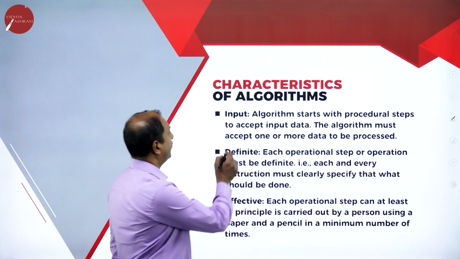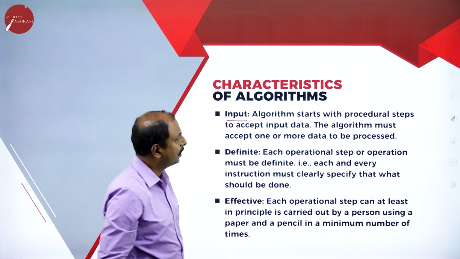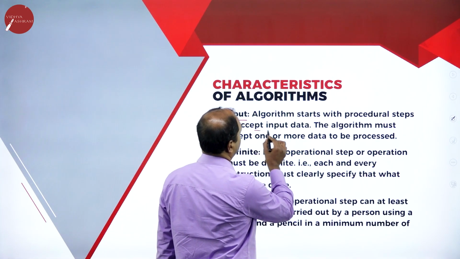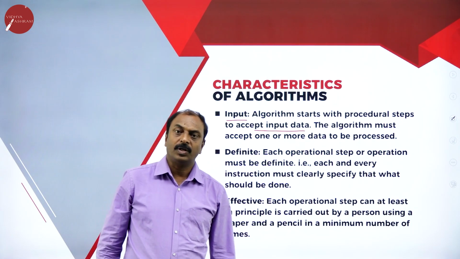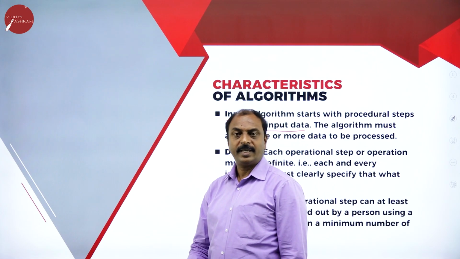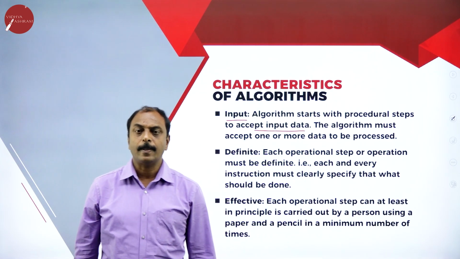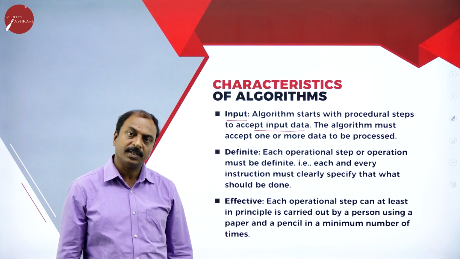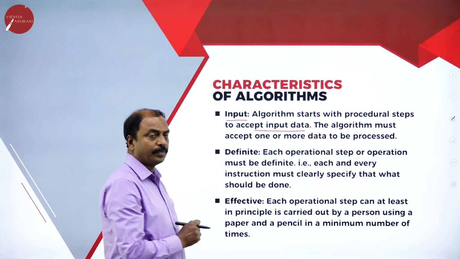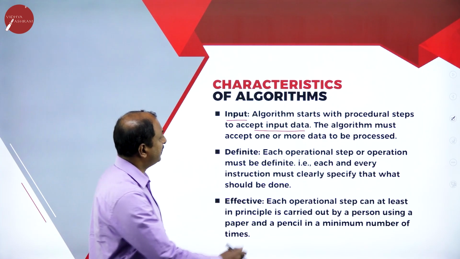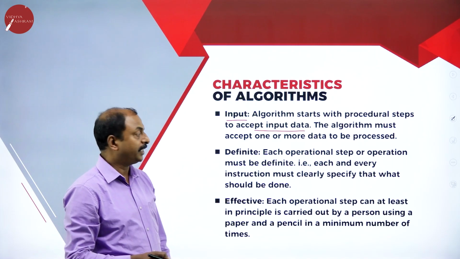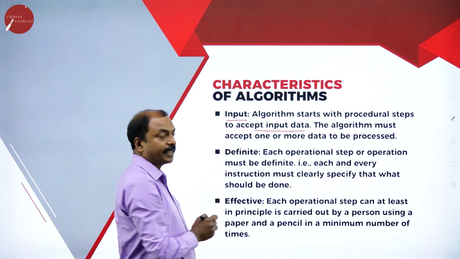The first one is input. An algorithm starts with procedural steps to accept input data. What you have learned in data processing is the first step is we have to input, then process, then output. Here we have to feed the data into the computer, that is input. Similarly, in our algorithm, the first step is to accept the data from the user, or we have to input the data. That is the first characteristic.